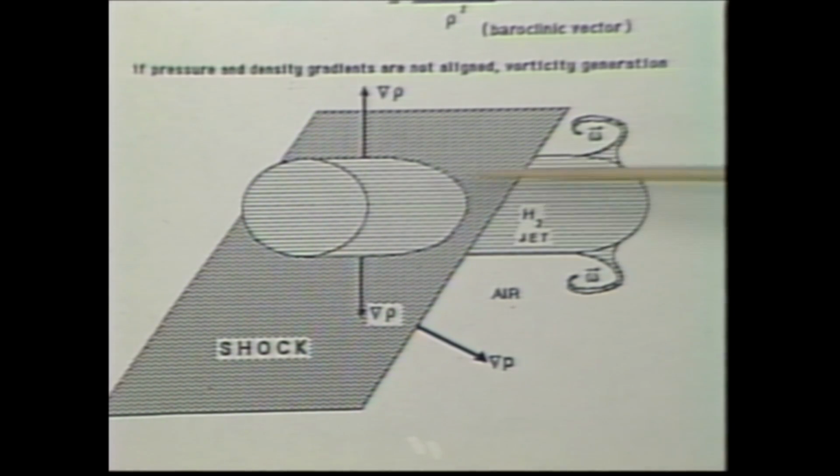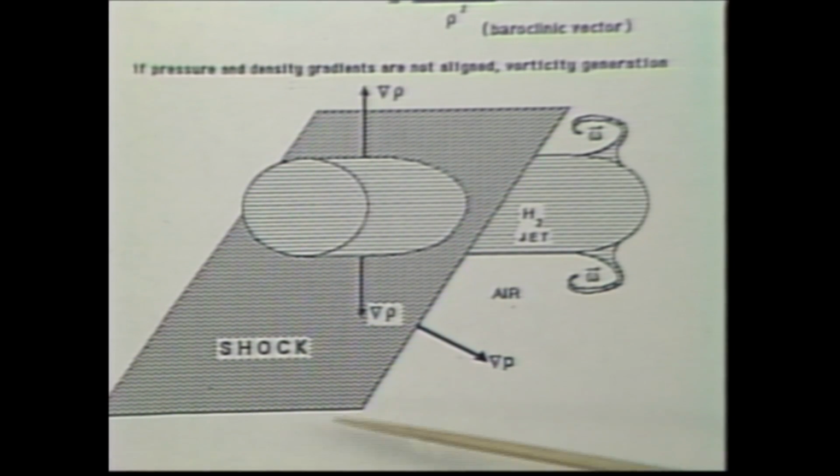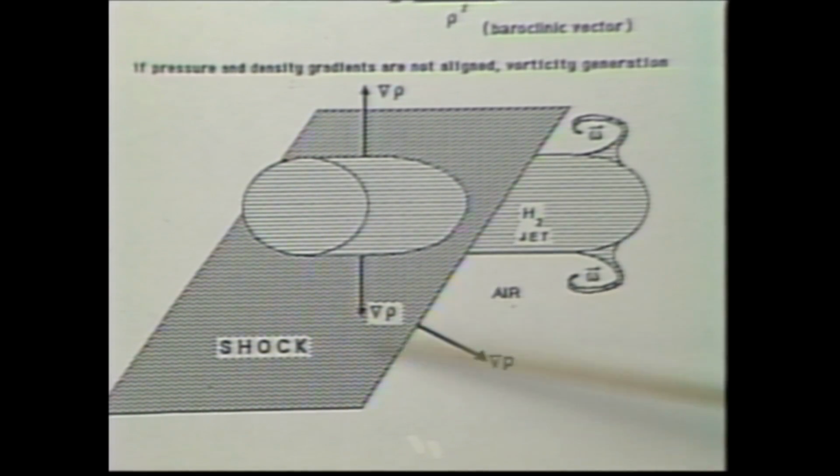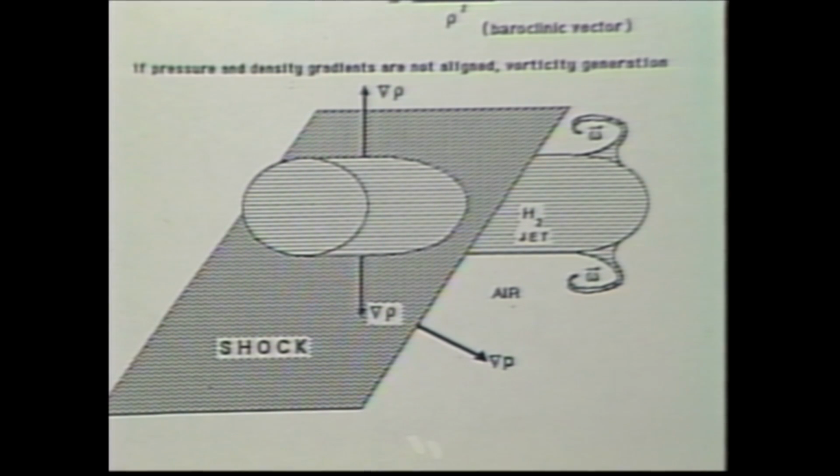Notice that the shock pressure gradient is aligned with the plane of the shock. It's actually normal to the plane of the shock. The density gradient across the fuel is aligned with the surface of the fuel. That's a misaligned gradient. In other words, the action of the shock on that fuel jet induces vorticity, and it's been measured in the laboratory. It's been demonstrated computationally. That causes roll-up of the jet.